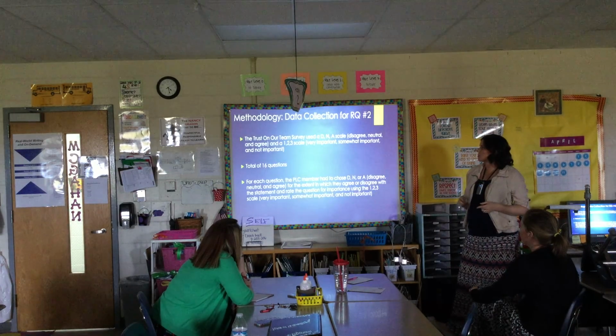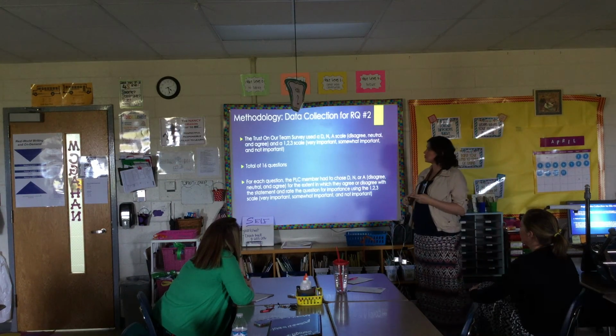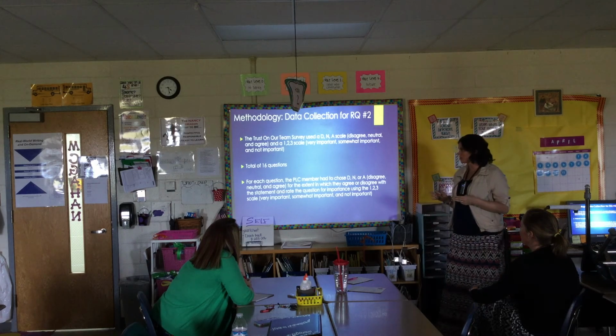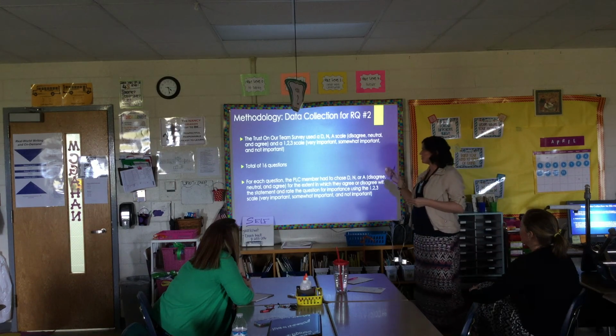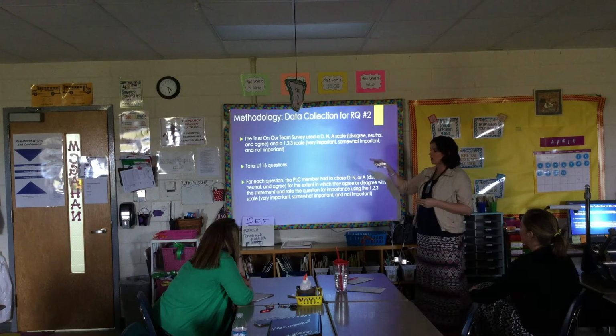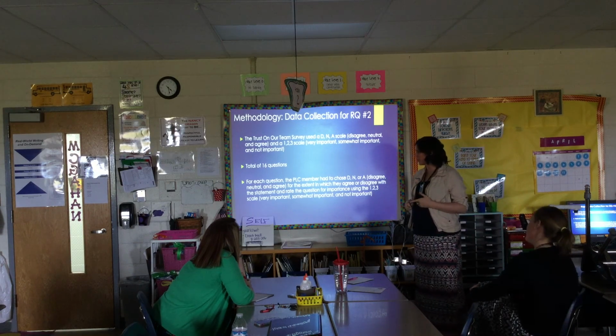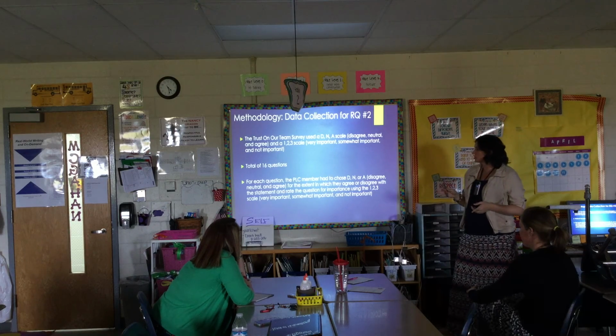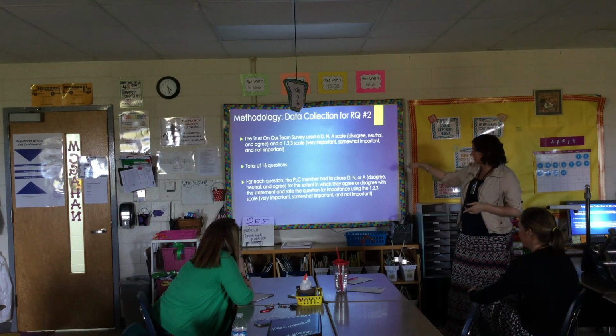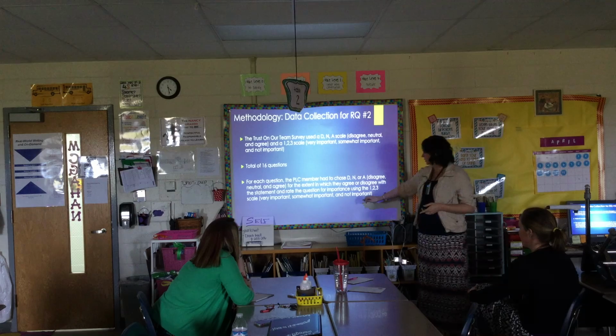The trust survey used a scale of disagree, neutral, and agree for how you ranked that question, and then also a scale of 1 to 3 for how important that question was to our team and to our PLC. There were 16 questions, and for each question you had to choose the D, N, or A, and then the 1, 2, or 3.